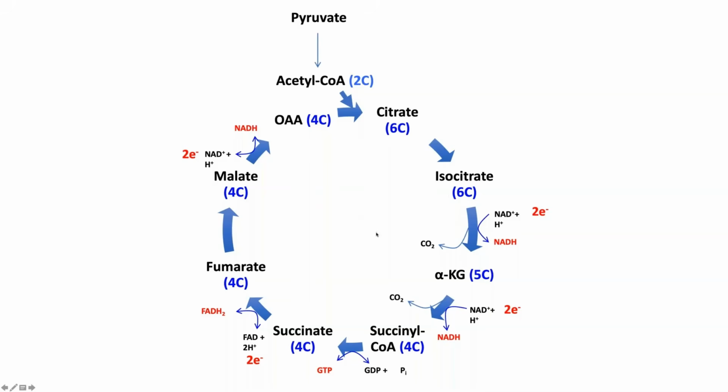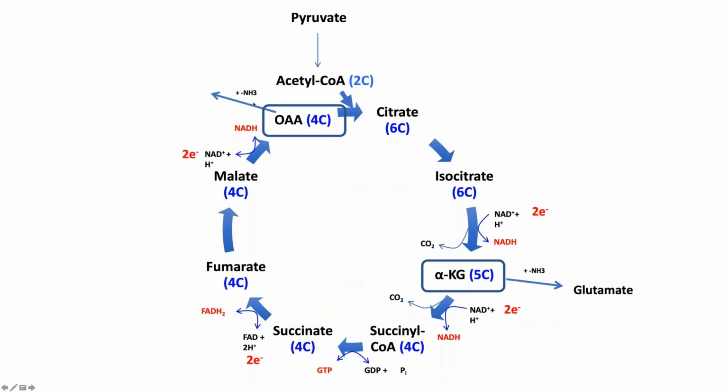What you need to know about ammonia is that if I add ammonia to certain things in the TCA cycle, I will form a different product. If I add ammonia to alpha-ketoglutarate, I will make glutamate. If I add ammonia to oxaloacetate, I will make, you guys know, aspartate. And if I add ammonia to pyruvate, do you guys know? Alanine.